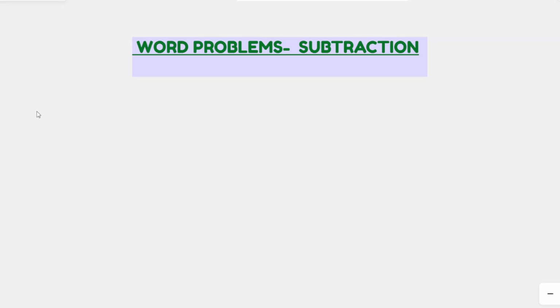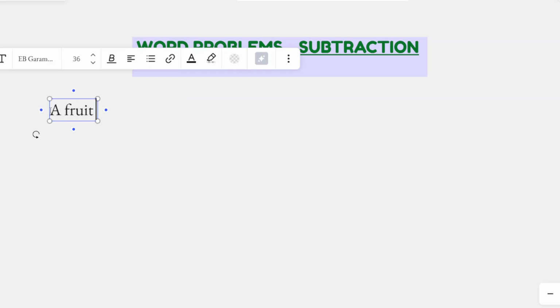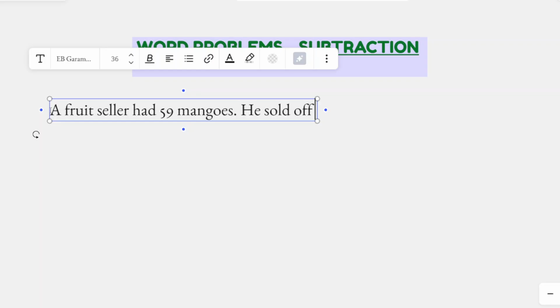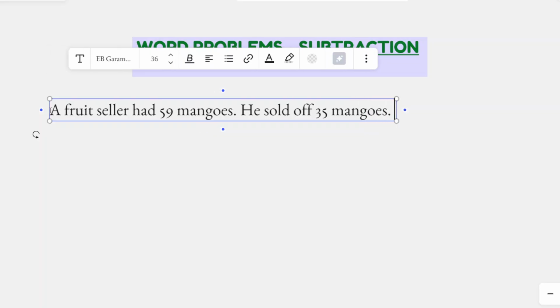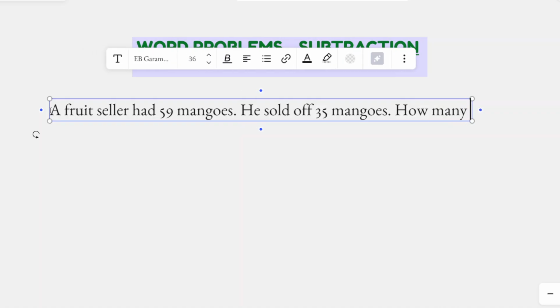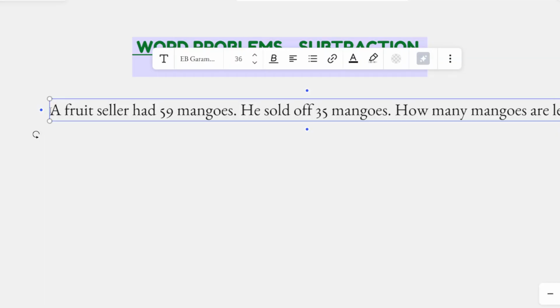So we'll start with a simple word problem. There is a fruit seller selling mangoes, all right? He had 59 mangoes with him. He sold off, let's suppose, 35 mangoes. Now we need to find out after selling 35 mangoes, how many mangoes are left with him, okay? We understand the question.